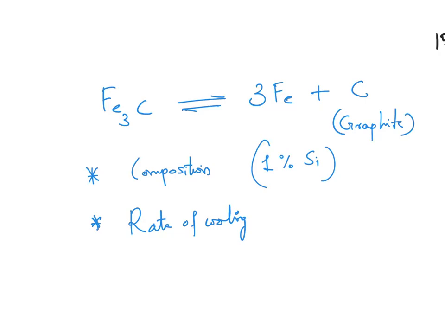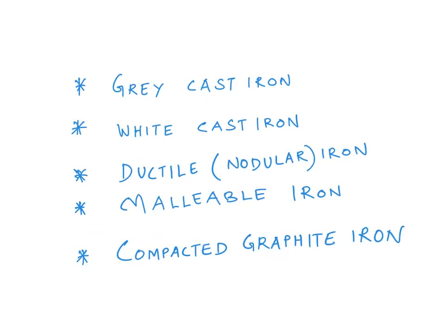With this, now let me explain to you what the different types of cast irons are. These are the different types of cast irons which we usually encounter in industry. The first one is grey cast iron, the second white cast iron, third ductile or nodular iron. The fourth one on the list is malleable iron. The last one on the list is compacted graphite iron.